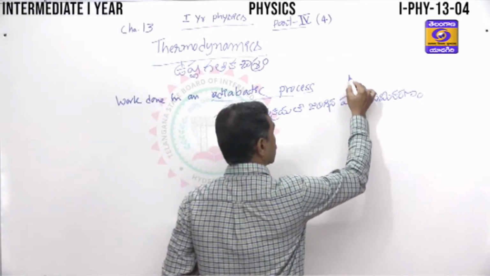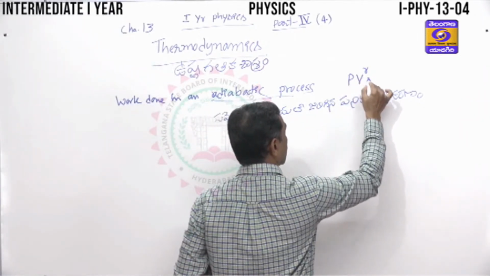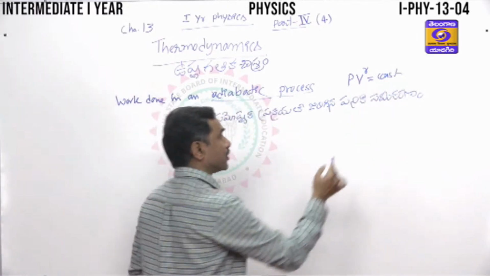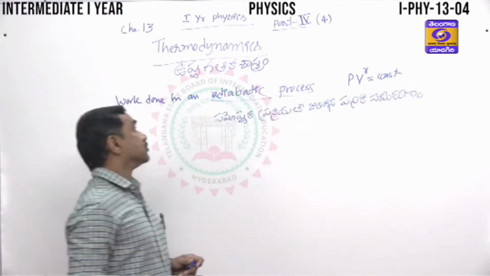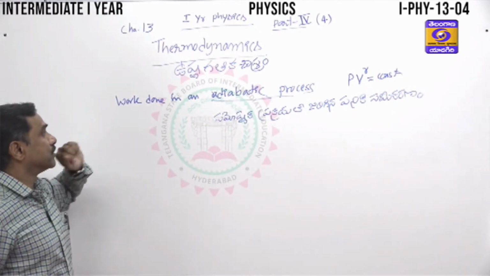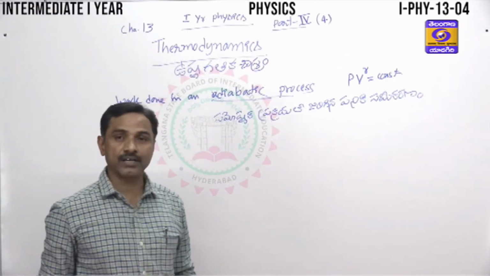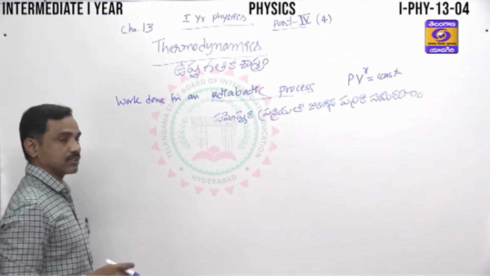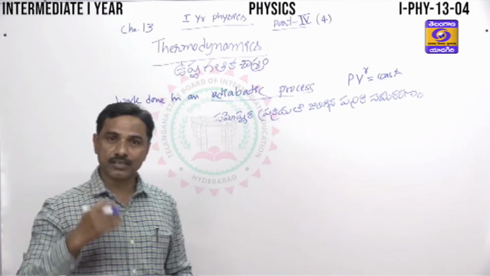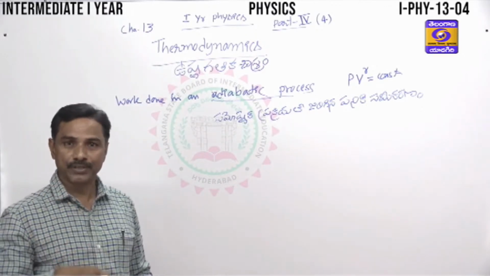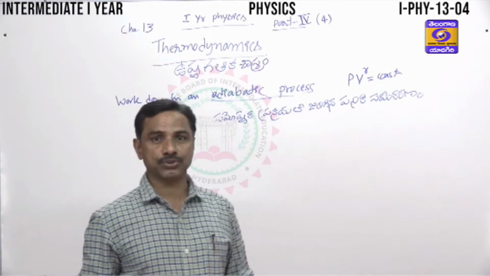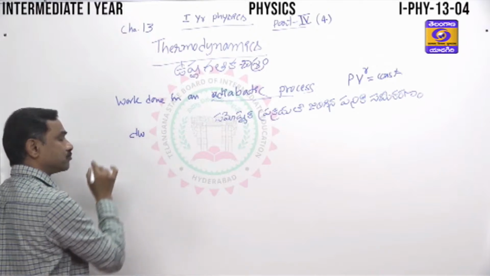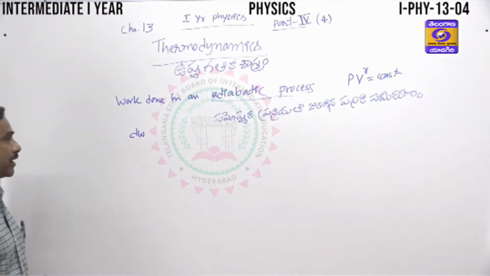We already discussed in the previous part, PV power of gamma remains constant. This expression we already discussed in the previous part. Now, in this part, let us try to derive an equation for work done in an adiabatic process. Adiabatic process అంటే మనం ఆల్రెడీ చెప్పుకున్నాం, ఇక్కడ ఘన పరిమాణము, పీడనము, ఉష్ణోగ్రత కూడా మార్పు చెందుతుంది. సో ఇన్ దిస్ ప్రాసెస్, let us try to derive the work done in an adiabatic process.